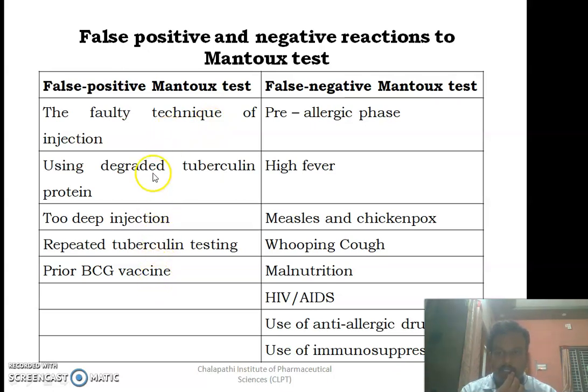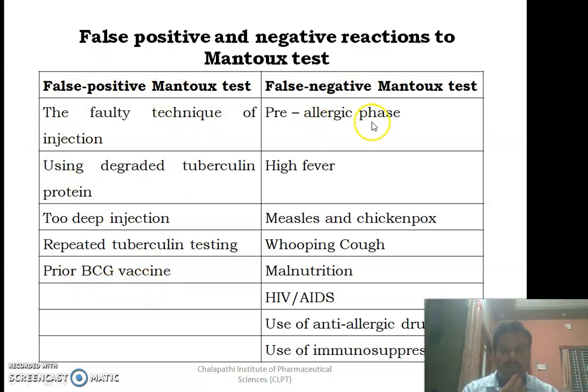So these are the different conditions where we get a false positive result. The first is a faulty injection technique, that is, if we are not injecting the purified protein derivative of tuberculin protein by the intradermal route, then we may get a false positive result. Or if there is any degraded tuberculin protein, we will get a false positive result. Or if you give a very deep injection, or go with a repeated tuberculin test, or if the individual was previously vaccinated with BCG, then we will get a false positive result.